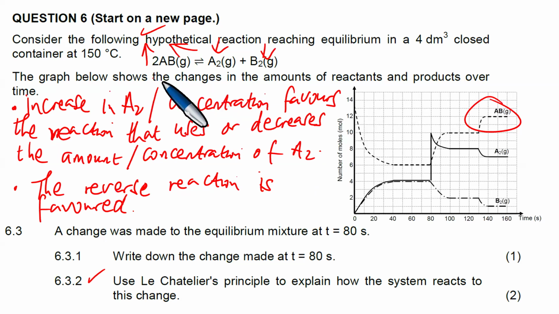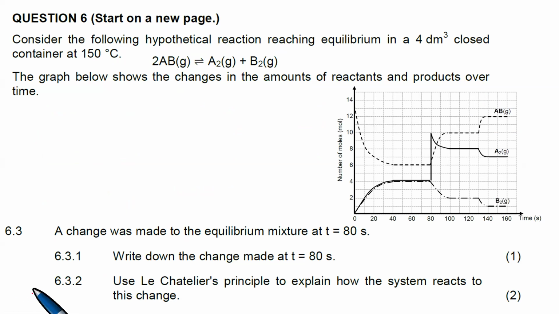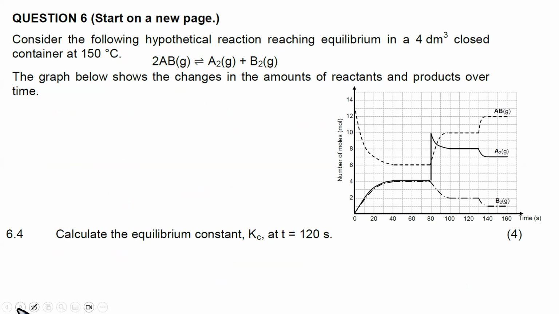So we're able to see that an increase in the number of moles of AB meant that the reverse was favored. If we increase the A2, it would favor the reverse, because the reverse would use the A2 up and decrease it. Let's look at the next question quickly. I'm aware of the time. Okay, so we're done with that.